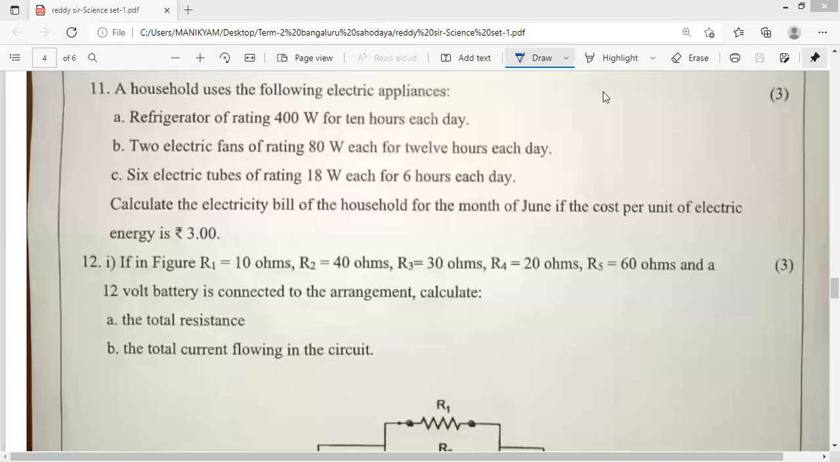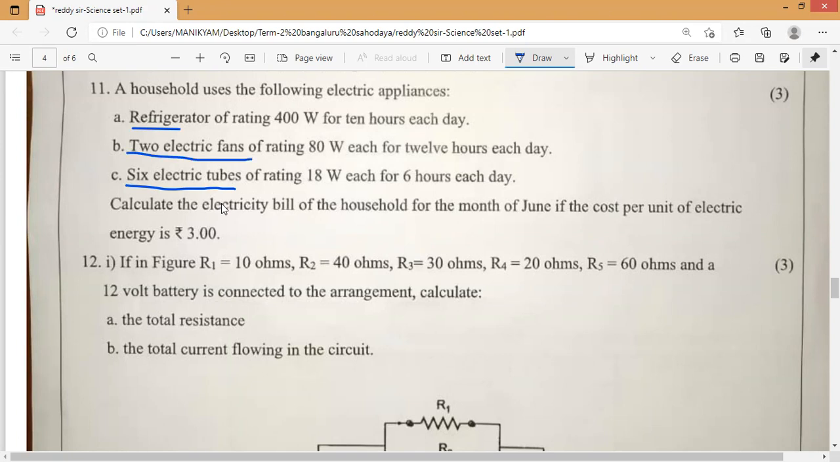You'll notice it here, all of you. A household uses the following electrical appliances. They are using a refrigerator, two electric fans, and six electric tubes. If you see here, six electric tubes, whenever it comes in, like yesterday also we committed a mistake.